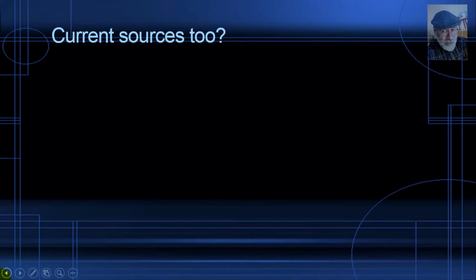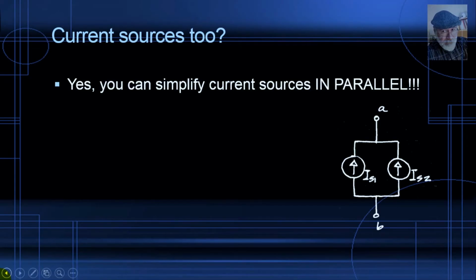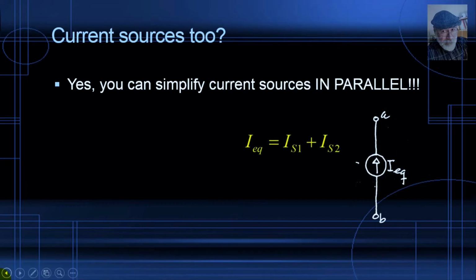Current sources too? Yes, but in parallel ones. If we have several current sources in parallel, we add them up. Mind the polarities. Those two current sources are feeding a total current of IS1 plus IS2 to node A and sucking it out of node B. Both of them are equivalent to a single current source with a value IEQ that is the sum of the original current sources. If one of the sources had been pointing in the opposite direction, I would have had to subtract them.